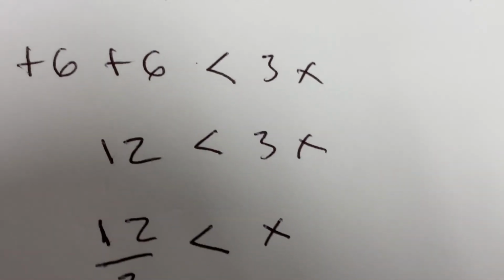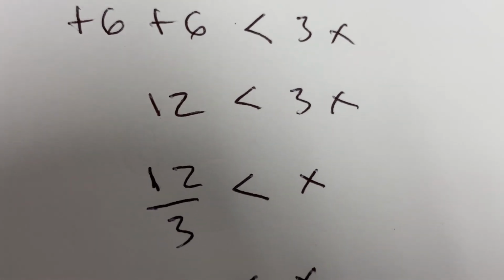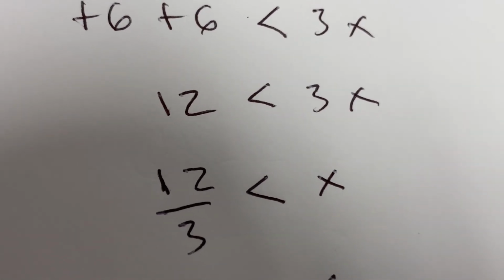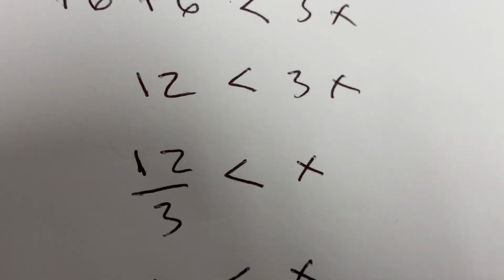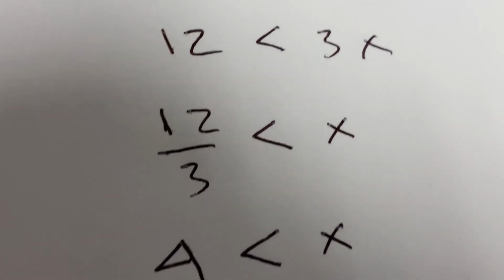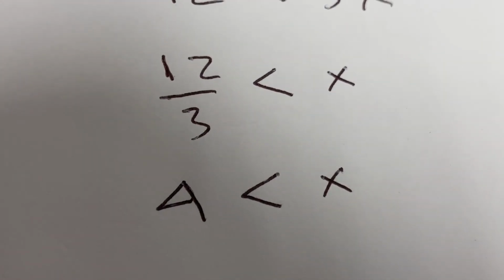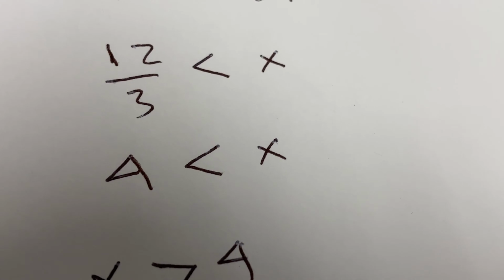Now this 3 is multiplying x and it's positive. So I divide on the other side, and I respect the direction of the symbol because it's positive. If it's negative, I have to flip it, right? But it's positive, so it's still the same. 12 divided by 3 is gonna be 4. 4 less than x.